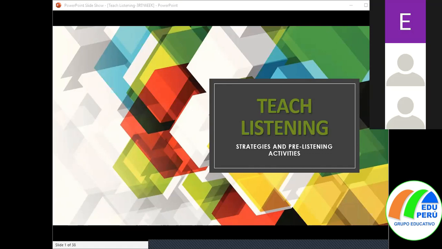Now, the second part of this session is related to some activities that we are going to develop in the pre-listening stage. As you know, we were talking about this topic in the last sessions. When we talk about skill lessons, we have three stages. Can you tell me what the three stages are? One of them is here, pre-listening. Can you tell me the three stages of a lesson when we talk about skill lessons?